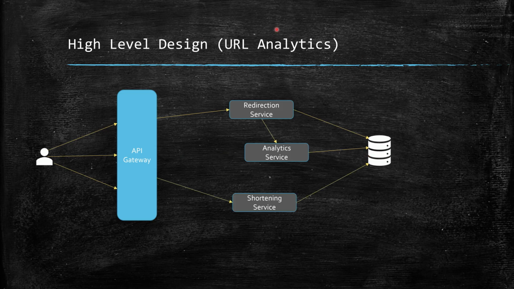Next is the URL analytics part. So we introduce one more service, which is the analytics service. And the redirection service will be calling this analytics service internally, like we discussed in the API design, that this is going to be an internal API and not a publicly exposed one. So the redirection service, once it gets a short URL code, will get the long URL from the database, and eventually will make a call to the analytics service, passing it the IP address and the short URL code. And then this analytics service will simply store the analytics inside the database.